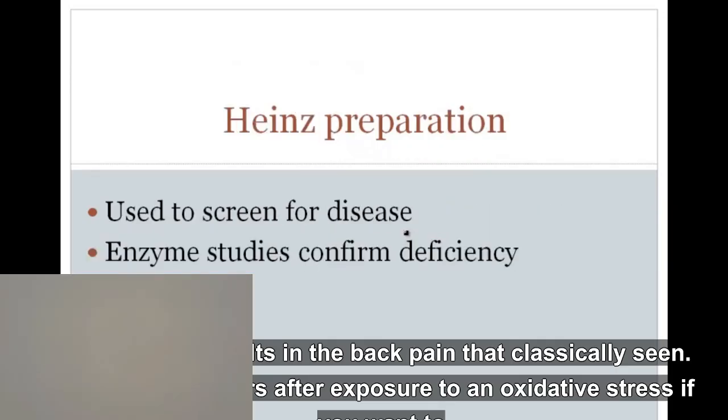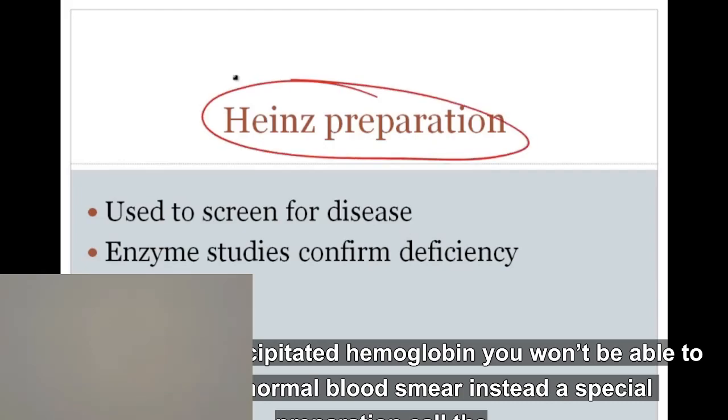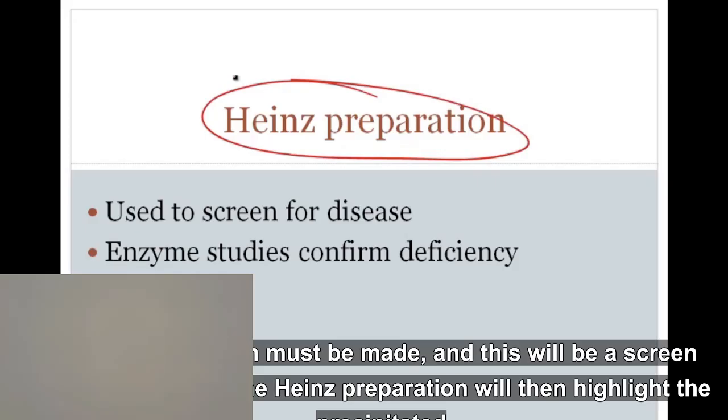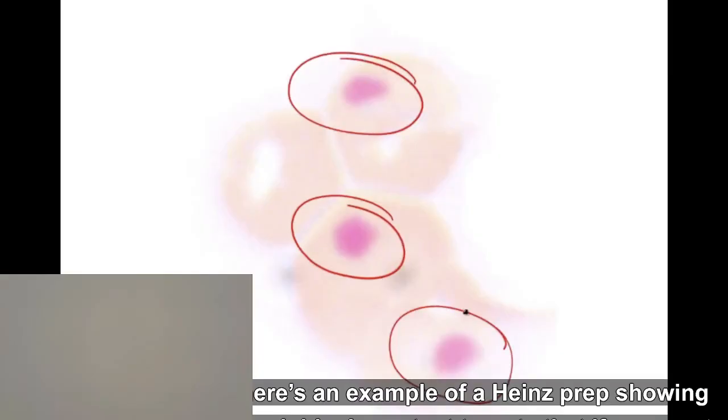If you want to try to see the precipitated hemoglobin, you won't be able to see it in the normal blood smear. Instead, a special preparation called the Heinz preparation must be made, and this will be a screen for the disease. The Heinz preparation will then highlight the precipitated hemoglobin. And so here's an example of a Heinz prep showing the aggregate of hemoglobin.